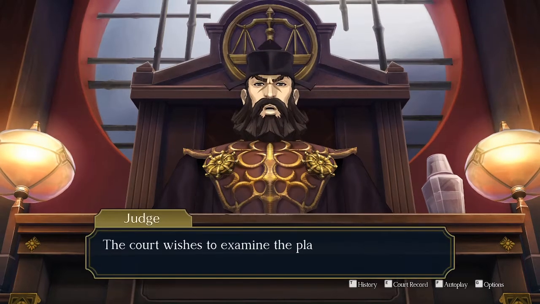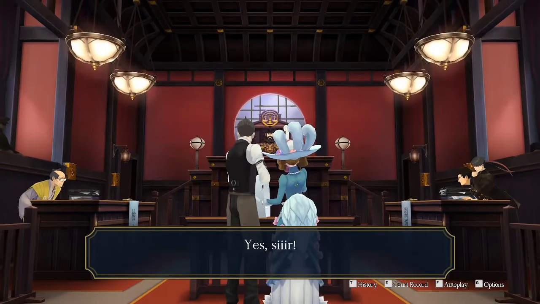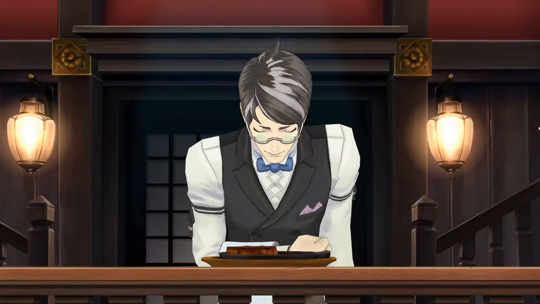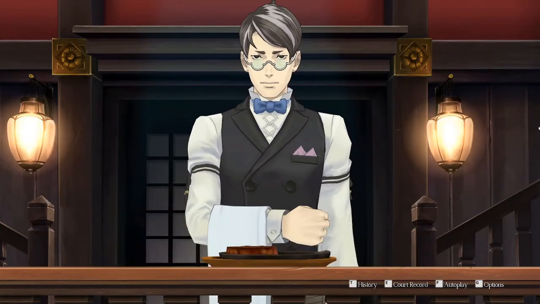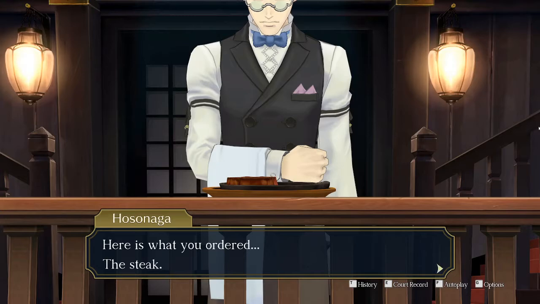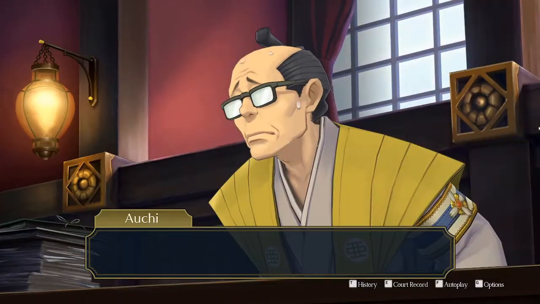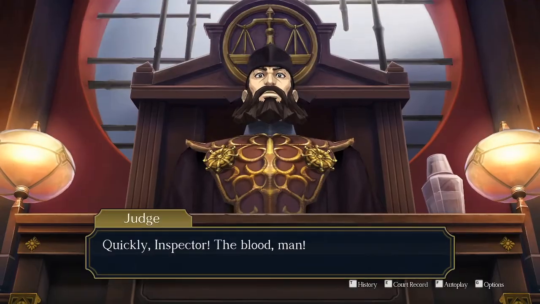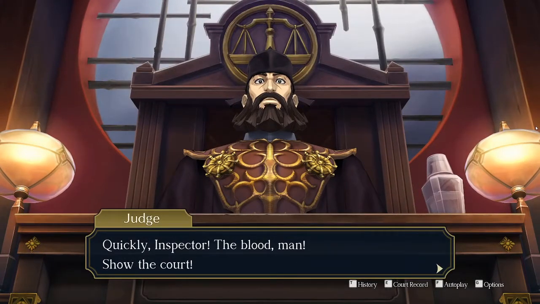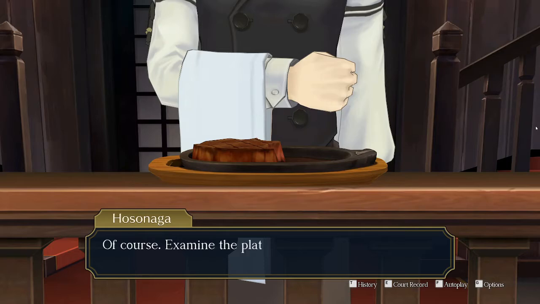Inspector, the court wishes to examine. Oh my god, I'm so dumb. The court wishes to examine the plate from the victim's table immediately. Yes, sir! Sorry for the delay. Here's what you ordered, the steak. Well, what about the blood? Is there blood on it? Of course there isn't. Quickly, Inspector, the blood, man. Show the court. Of course. Examine the plate at your leisure.